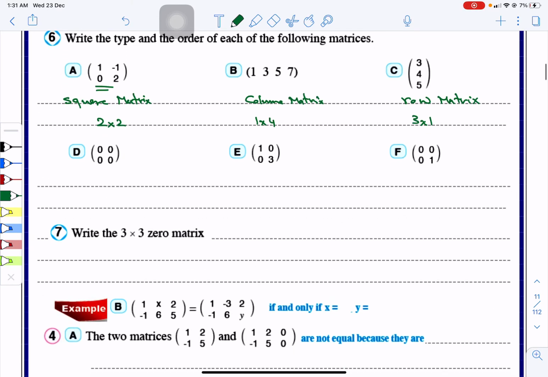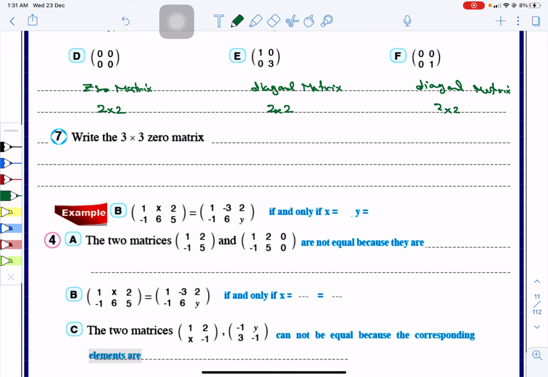And this matrix is called a zero matrix, and in order 2 by 2. And this matrix is called a diagonal matrix, and in order 2 times 2. And this matrix is called a diagonal matrix, and in order 2 by 2.